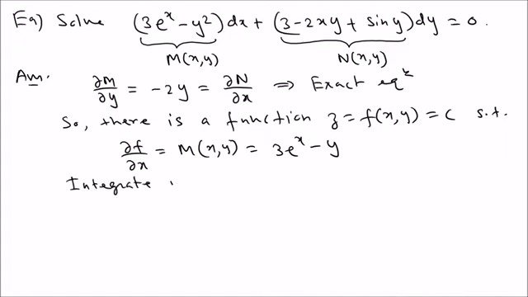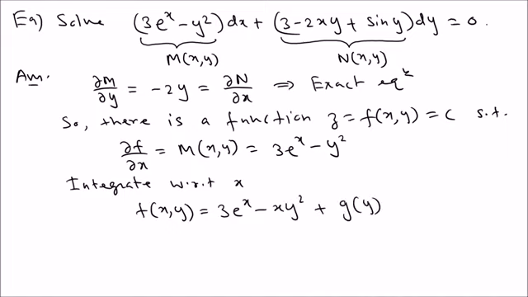So integrate with respect to x. If you do that, you get f(x,y). If you integrate with respect to x, it is 3e^x minus, actually it's y minus xy squared plus g(y), because we don't know whether there is a function. So I'm going to call this equation number 1. Now what we can do is differentiate this one with respect to the other variable, y.